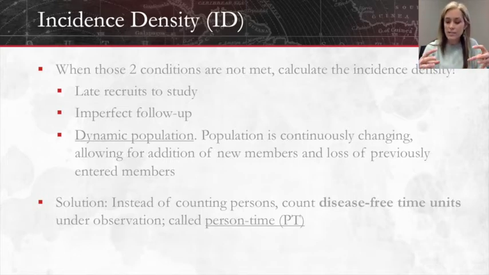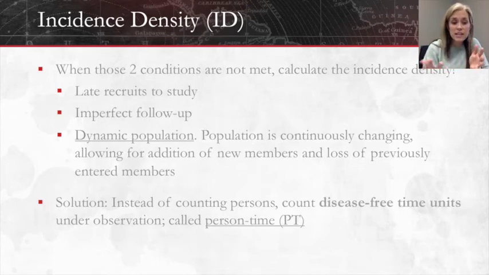Unless you have a very tight time period, more likely than not, you're going to be calculating incidence rates, incidence densities, because of a dynamic population, because of a dynamic study population. So think about some cohort studies that have lasted for 30 or 40 years. Cumulative incidence is out the window because the study has lasted so long, and so incidence rates, or more specifically incidence density, needs to be calculated.